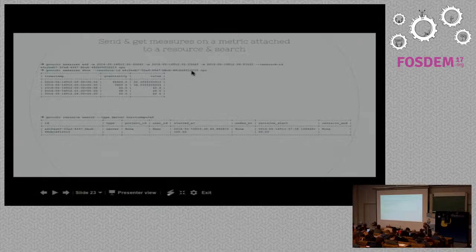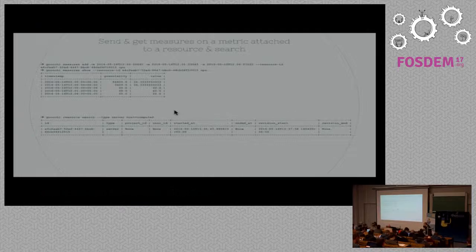Since my object has metrics attached to it, I created 2 metrics, CPU and memory. I can directly send metric measures to the CPU of this resource here. And same thing, I can show this value back, which are shown here.